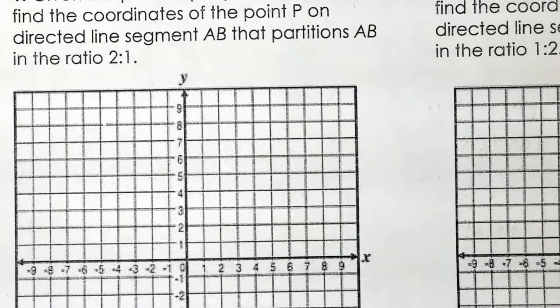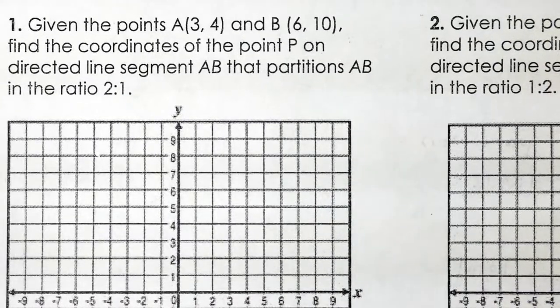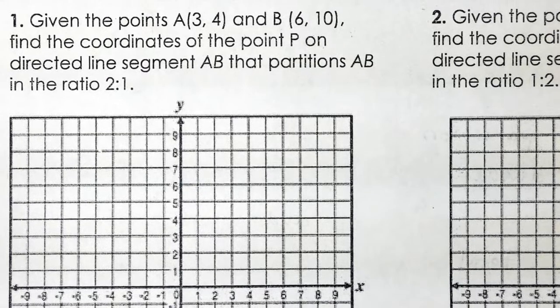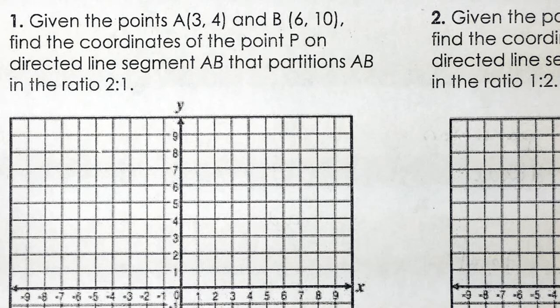Number 1, given the points A (3, 4) and B (6, 10), find the coordinates of point P on the directed line segment AB that partitions A to B in the ratio of 2 to 1. So all that reading up there, the main thing you need to catch is which way they're telling you to partition your line.